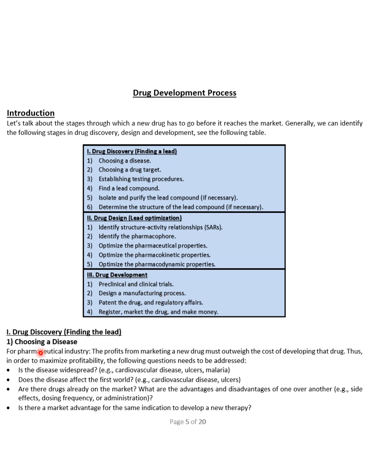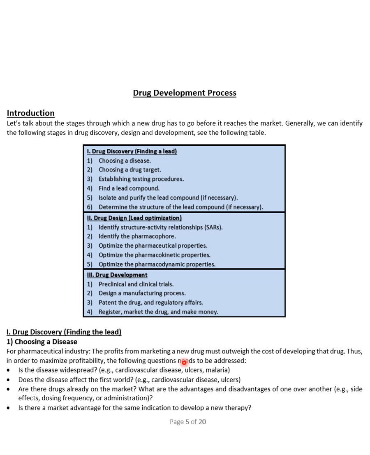The first phase is called drug discovery, which could be described as the phase of finding the lead compound. The first step in that phase is choosing a disease. For a pharmaceutical industry to choose a disease, they want to make sure that the money they receive from selling the newly developed drug outweighs the cost of this drug.